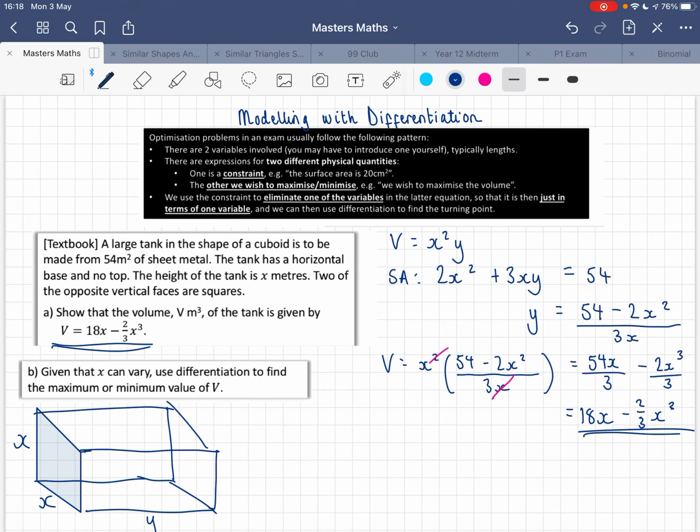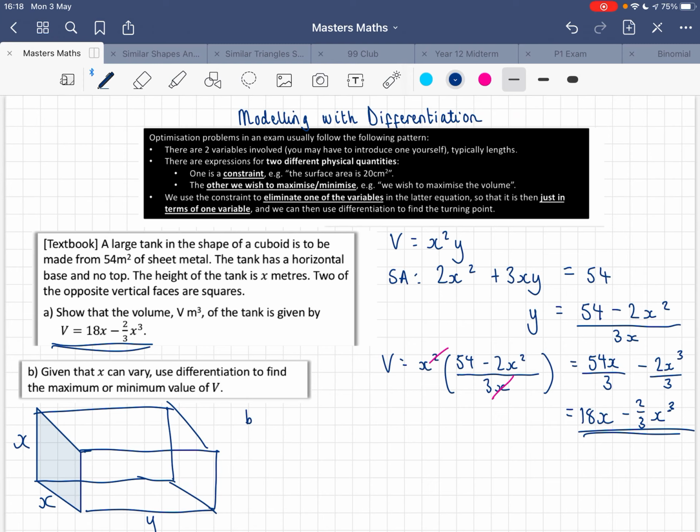So we've shown it. We've shown that volume is equal to 18x minus 2/3 x cubed. That's a cubed. Okay. This part B then, given that x can vary, use differentiation to find the maximum or minimum value of v. So to do that, we need to differentiate the v formula, the volume formula, and then find the value of x when it's equal to 0, because that would be the turning point if it was a graph, or the maximum or the minimum. And then substitute that value of x back into the formula for v to find the maximum or minimum value of v.